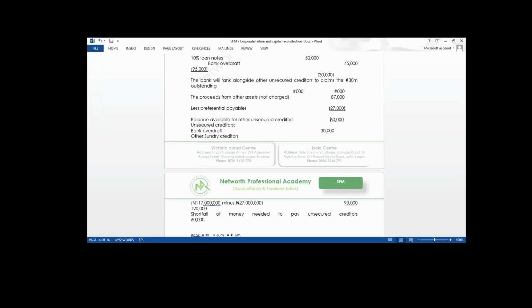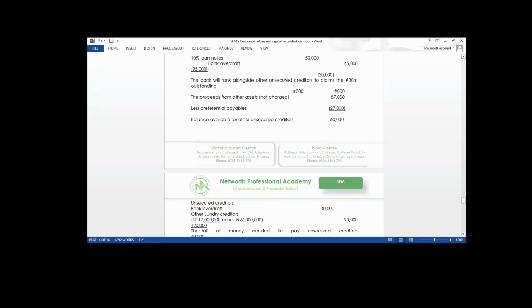If you are following the class, if the company is liquidated, we have settled fixed charge secured creditors. We have settled preferential creditors. Who is next? We have 60 million naira remaining. Who is going to collect next? The next person is floating charge secured creditors. In this question, there is no floating charge.